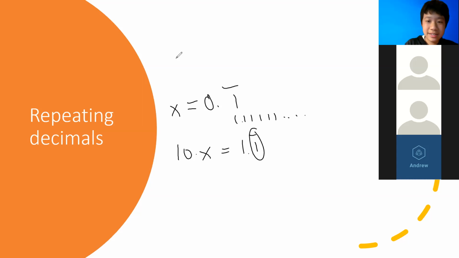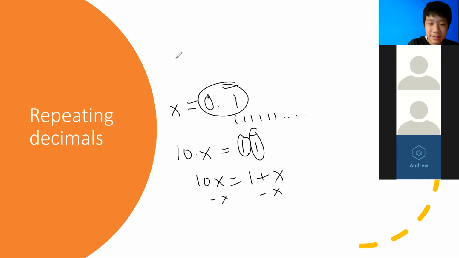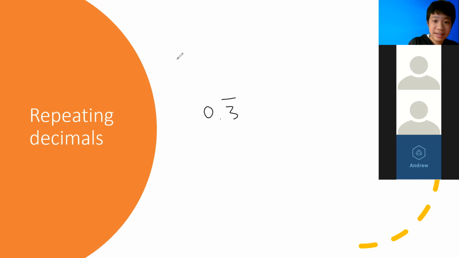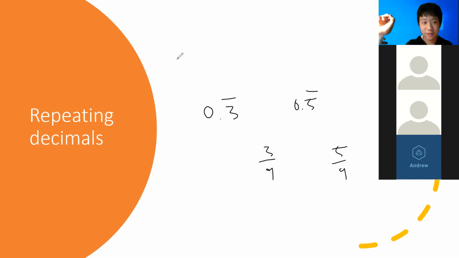But as you can see here, this is x, right? So we have a 1 adding to x. So 10 times x equals 1 plus x. So now we just have an equation that we need to solve. I'll take the x's and put them on the same side. 9x equals 1. Divide by 9. x equals 1/9. And the cool thing here is that if I had something like 0.3 repeated, that's just 3 ninths. 0.5 repeated, 5 ninths. So any number with one digit repeating forever will have a denominator of 9.